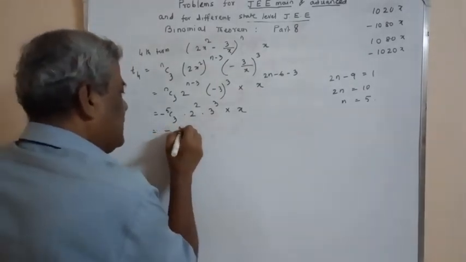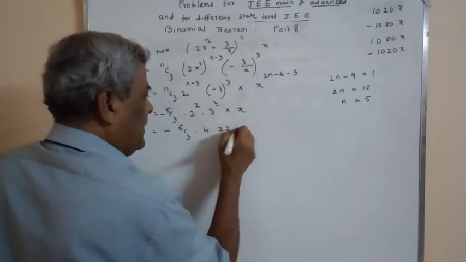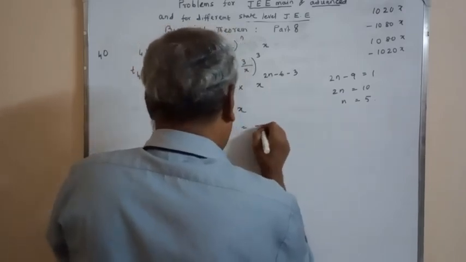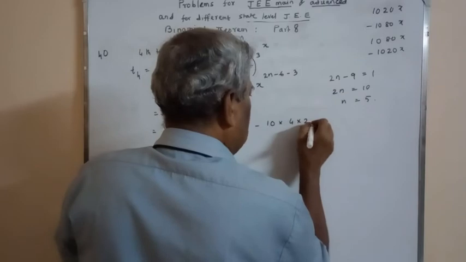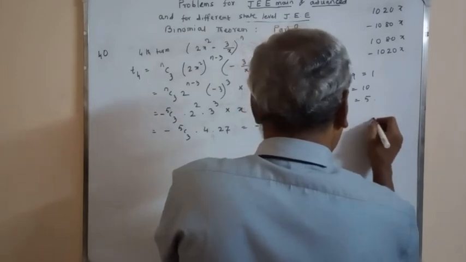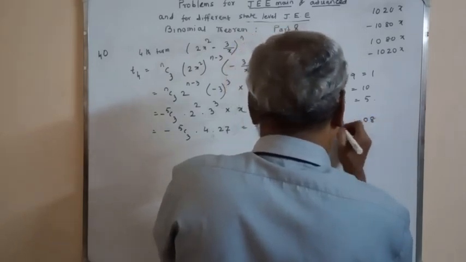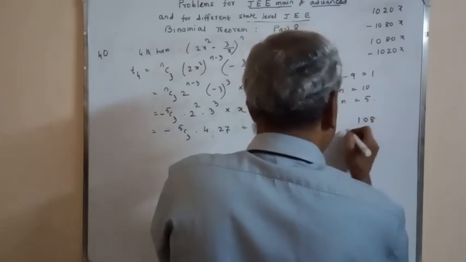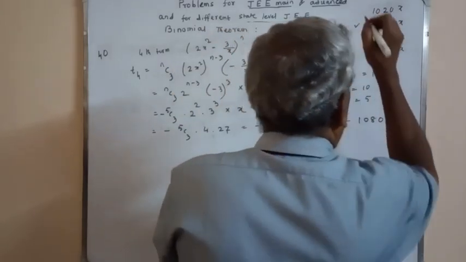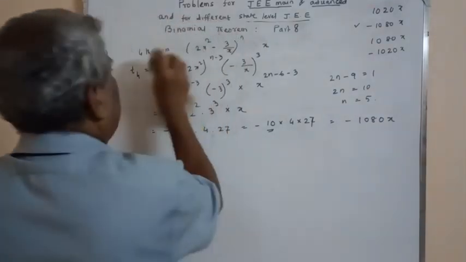So it is equal to −5C3 into 4 into 27. 5C3 is 5C2, that is 5 into 4 by 2, which is 10. So it is 10 into 4 into 27, which is 1080, with negative sign, into x. So our answer is −1080x. Next problem.